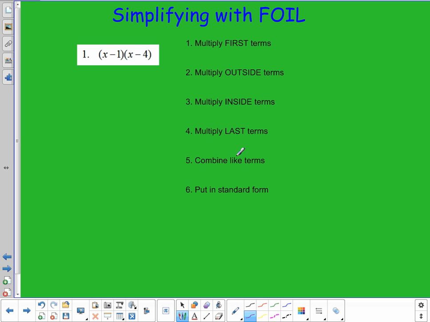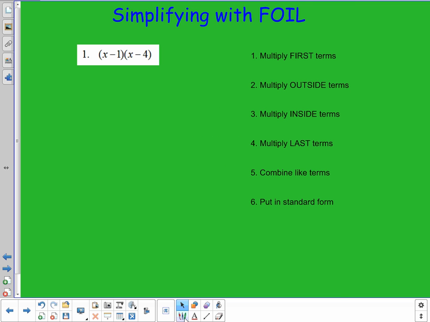Okay. I'm going to get rid of these because we've got them over here. Actually, no, we'll keep those there. I'm going to simplify with FOIL in number 1. So in number 1, I need to multiply the first two terms. So there's the first term times the first term in that one. X times x gives me x squared.